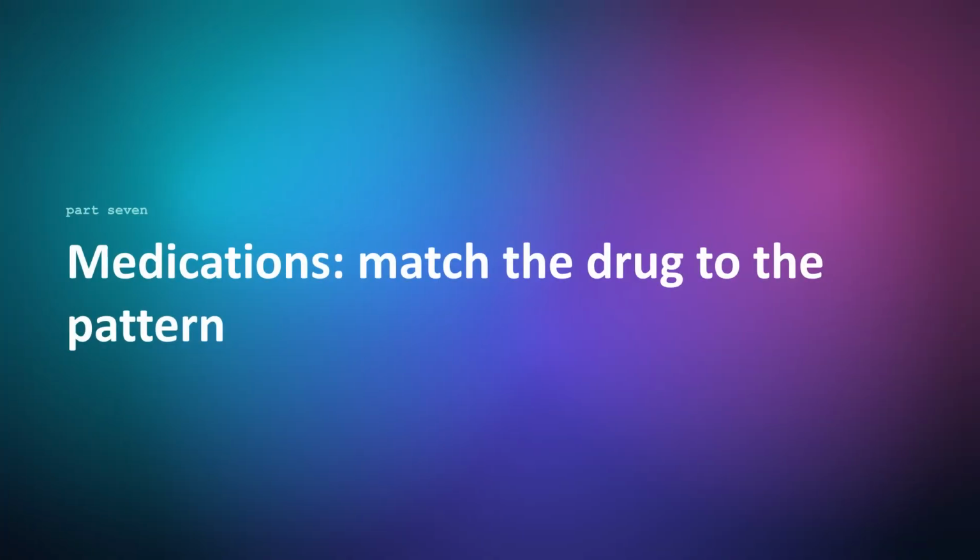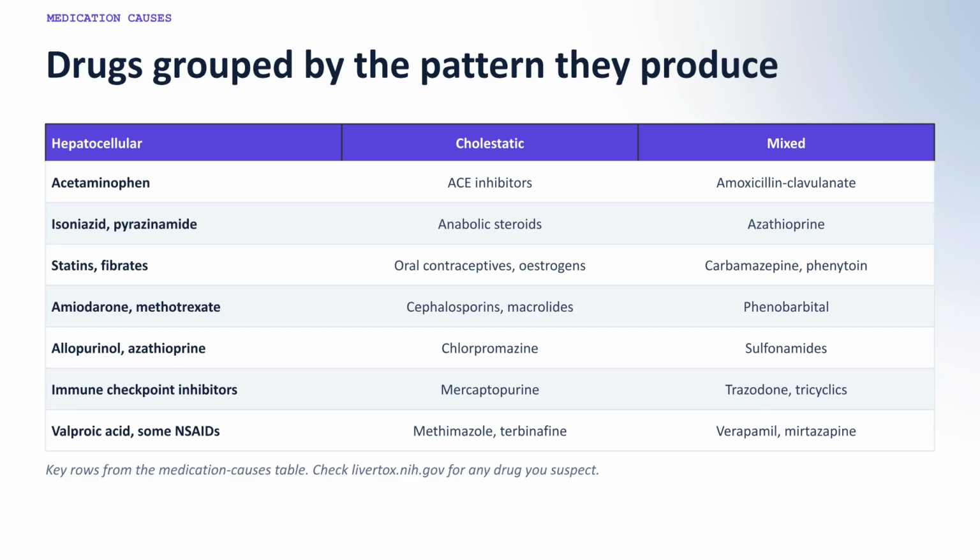Drugs cause abnormal liver tests constantly, and the pattern the drug produces is reasonably characteristic. Learning a few in each column is more useful than memorizing the whole list. Here are the key rows grouped by pattern. The hepatocellular column. Acetaminophen, isoniazid and pyrazinamide, statins and fibrates, amiodarone and methotrexate, allopurinol, immune checkpoint inhibitors, and valproic acid.